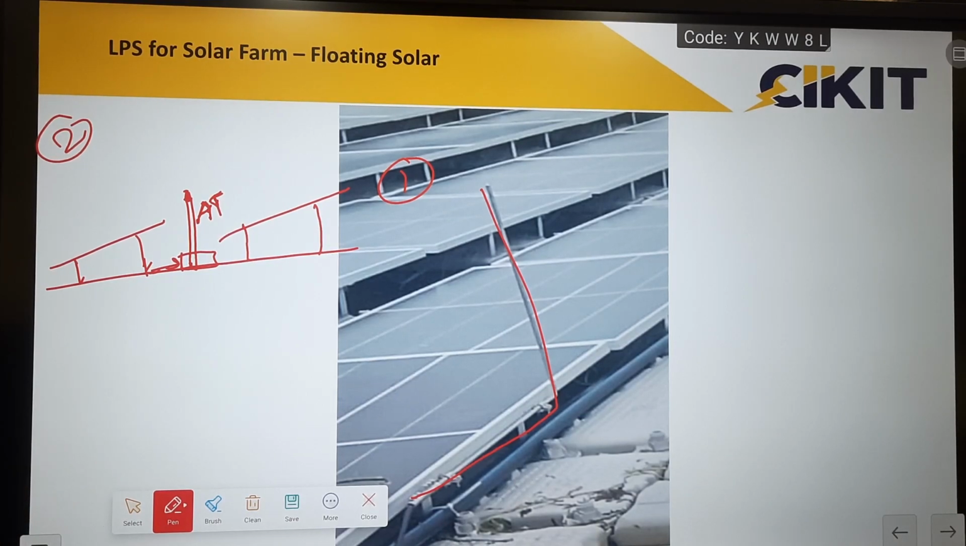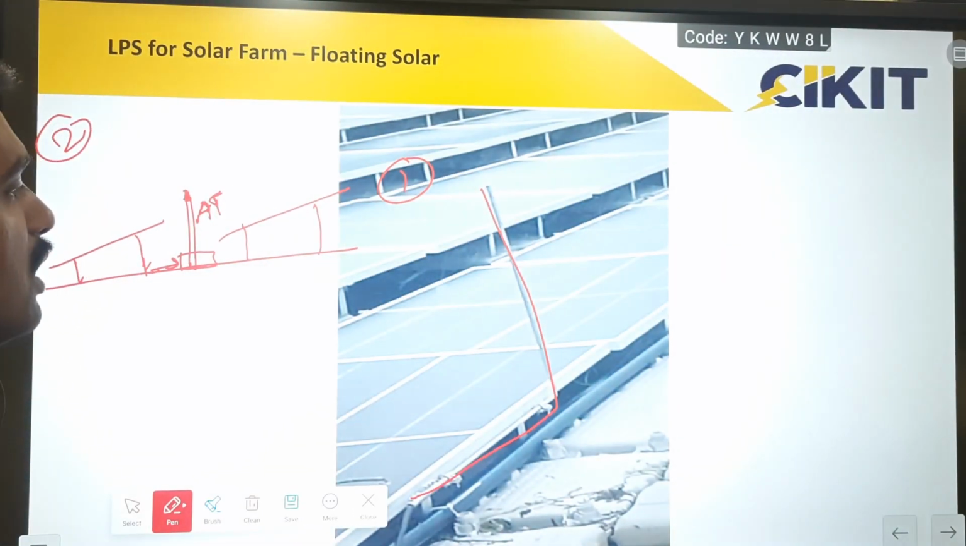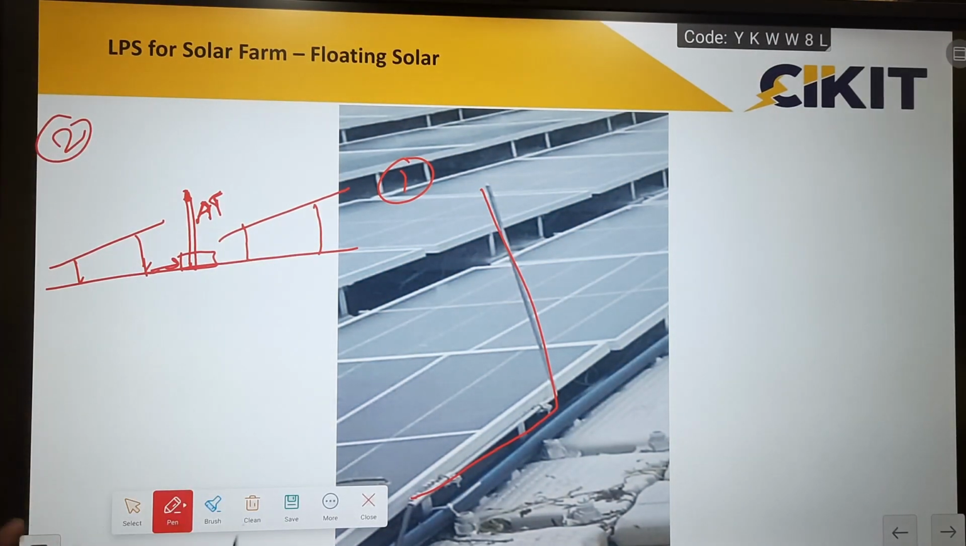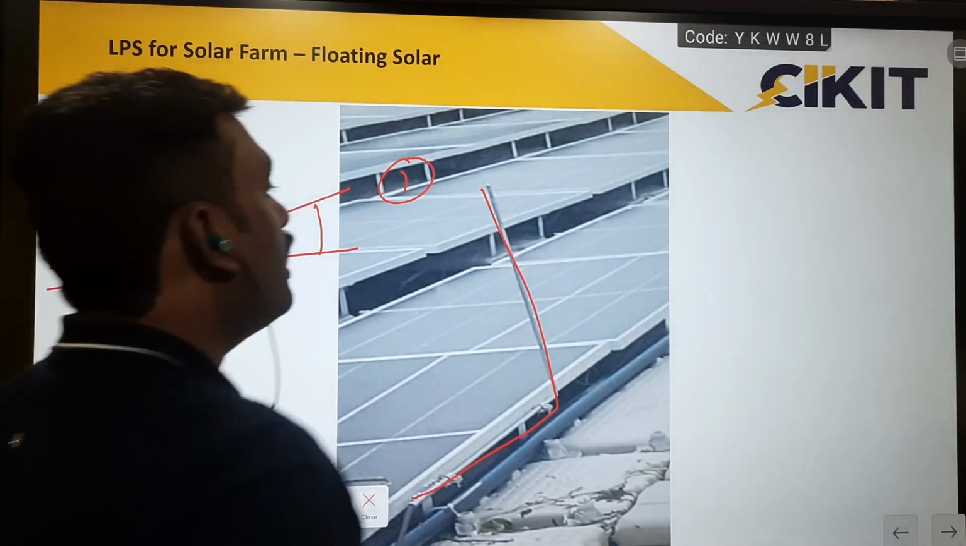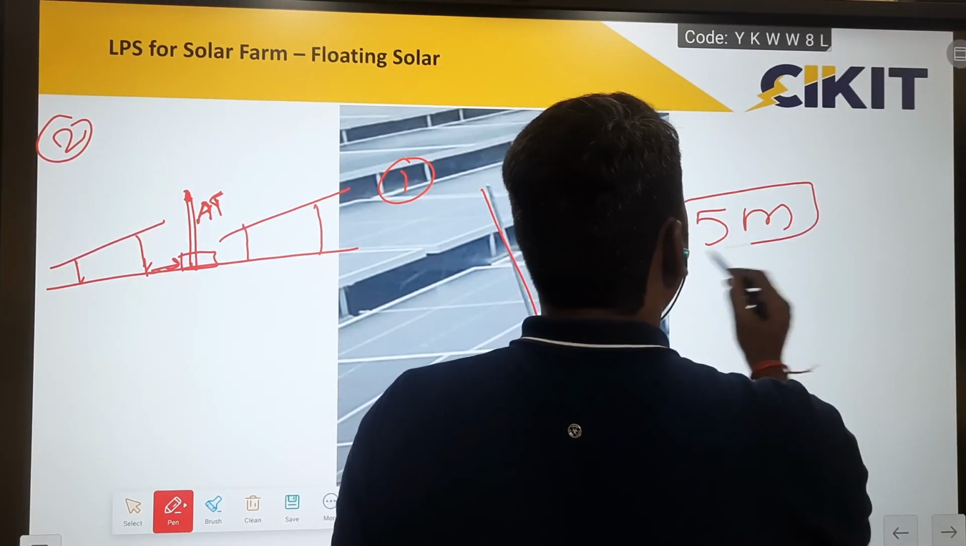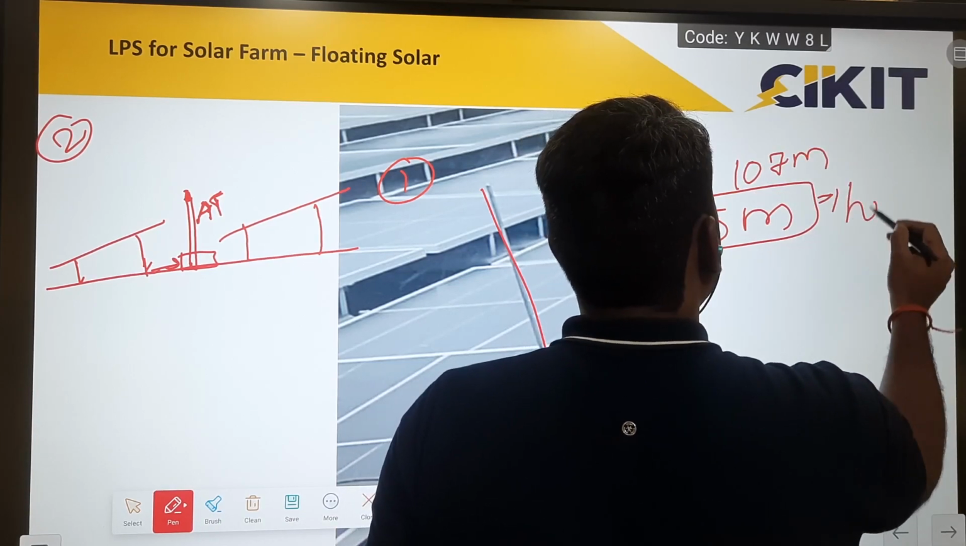And if you take this early streamer emission technology, at present we are not using it for floating solar because of the stability issues. Because it is floating on the water, if there are any huge impressions, the stability will be a little bit lower. So we have to provide proper and adequate support to ensure the stability of a supporting mast of 5 meters. If I go for early streamer emission, it will provide a 107 meter radius at a height of 5 meters.